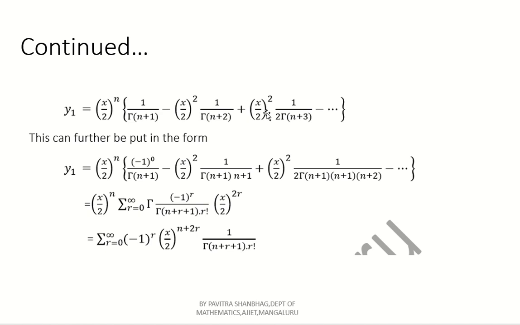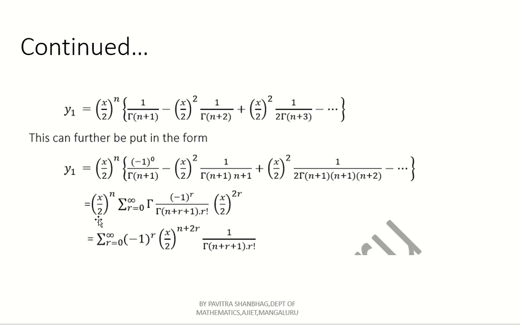See, plus minus rule here. So x by 2 whole power n is common. Here minus 1 power 0 by gamma n plus 1, minus x by 2 whole power 2, 1 by gamma n plus 1 gamma n plus 1, or x by 2 whole power 4 here. It should be 1 by 2 gamma n plus 1, n plus 1, n plus 2, or you can write it in the form of this only, no issues. Now simplify this. What you will get?